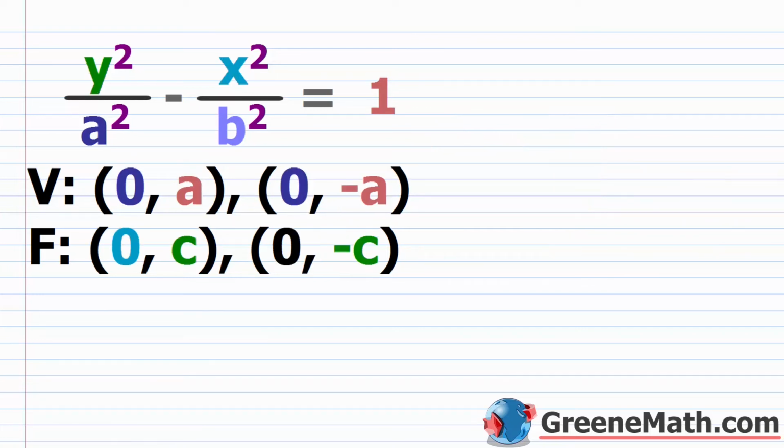Now, similarly, when we work with the hyperbola that's opening up and down, everything is just kind of swapped because we have something that's opening up and down. So now the vertices are going to be 0, a and 0, negative a. So they'll be on the y-axis in this case. And your foci will be on the y-axis as well now. So 0, c and 0, negative c.